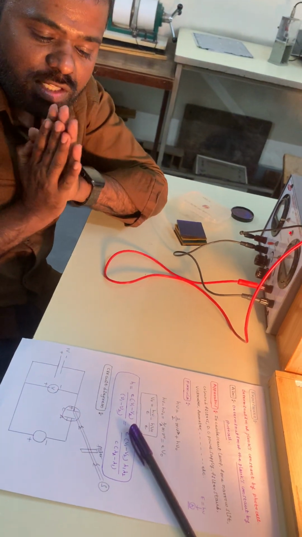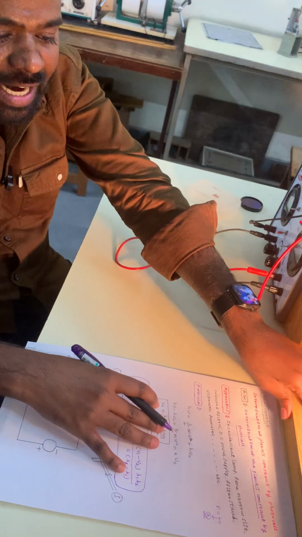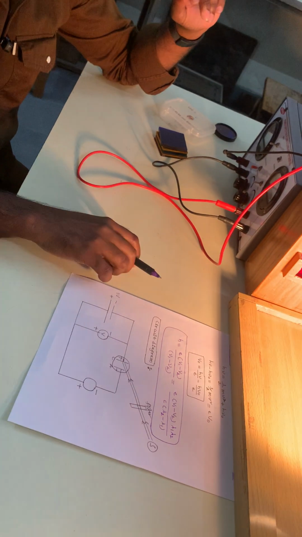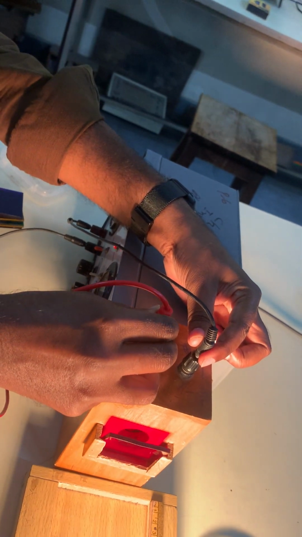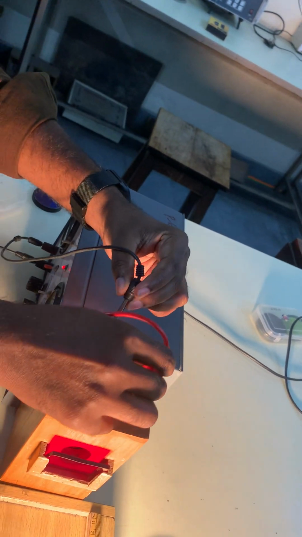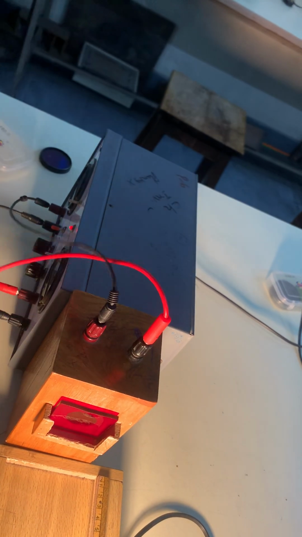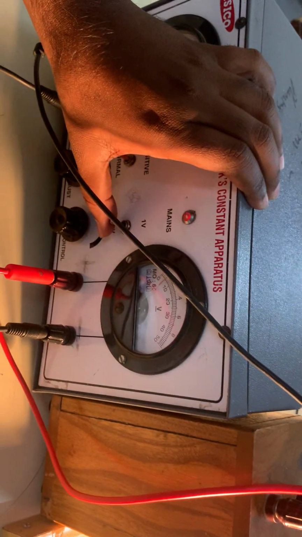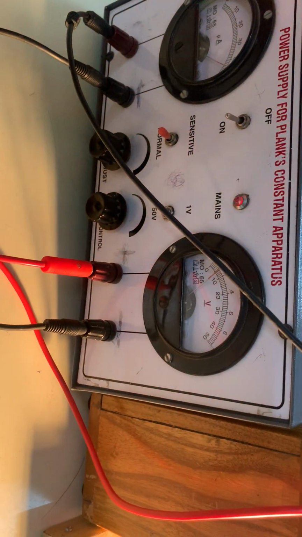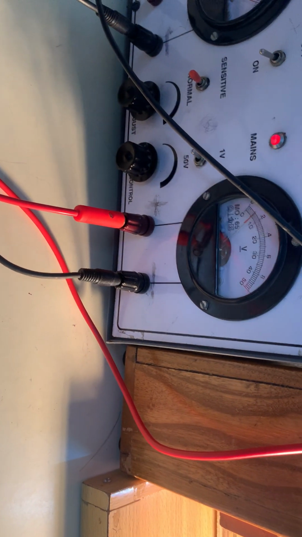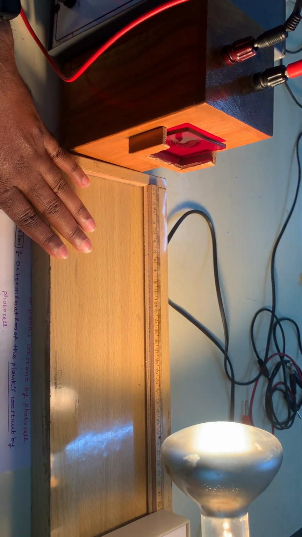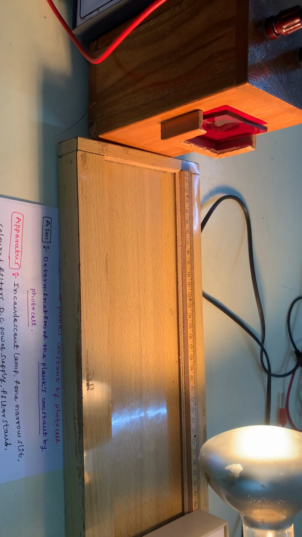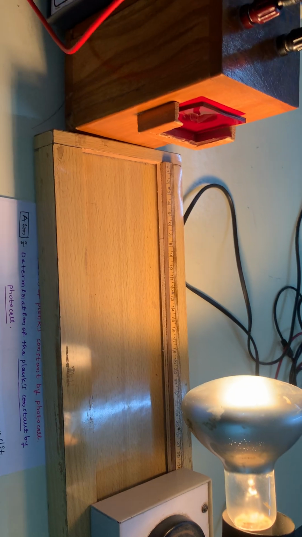What we have to do? Whatever the VI characteristics curve we did, that you have to do in reverse. So wherever the normal setting is, you have to keep it as sensitive. Now you fix that. For a fixed distance, you have to keep the light intensity fixed. I am keeping the fixed distance. Now what we have to do?